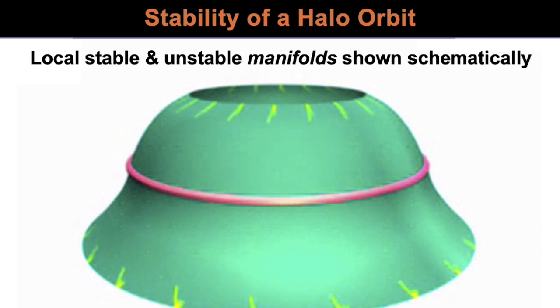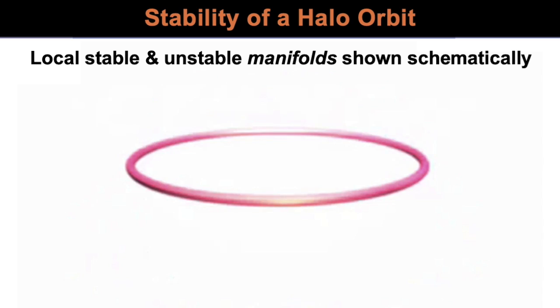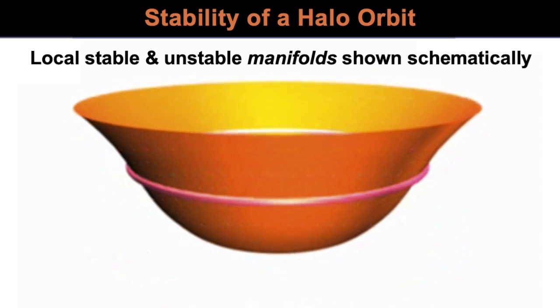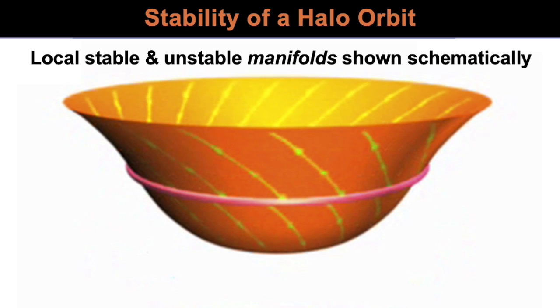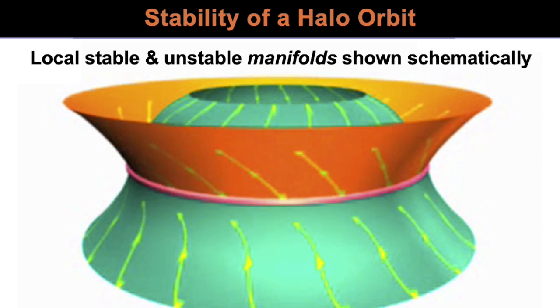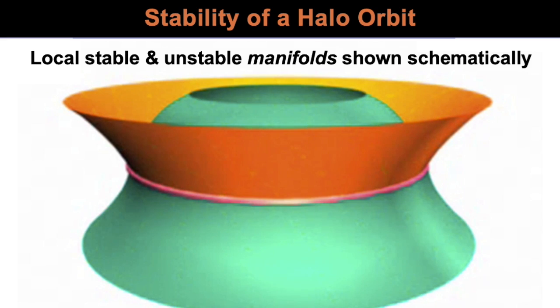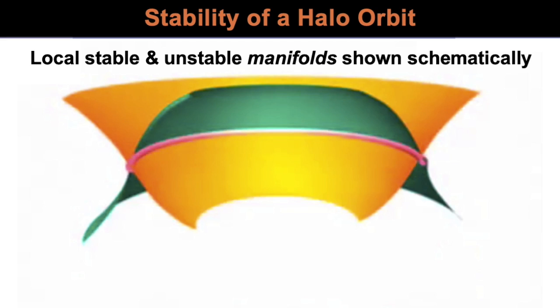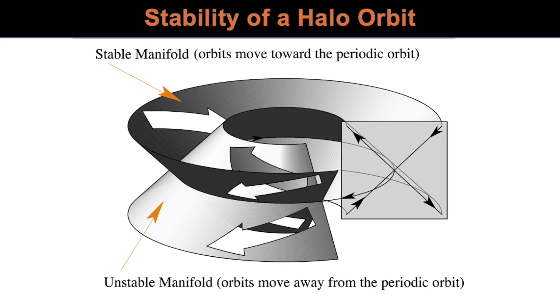So this green surface is the stable manifold, the stable directions. This orange surface are the unstable directions, and of course these both coexist. And if we were to take a slice through it, it looks a bit like a saddle. There's unstable and stable directions. Here's another better image of that. So the stable manifold, this is just showing it locally.